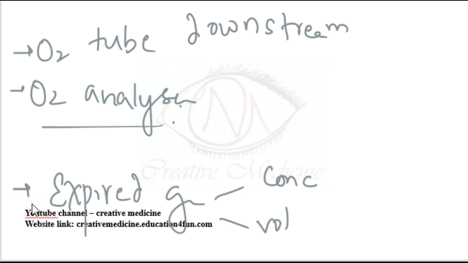So nowadays, even for monitoring in new machines, there are some expired gases which can be monitored. That is, concentration and volume of the expired gases can also be monitored with the help of these new machines.